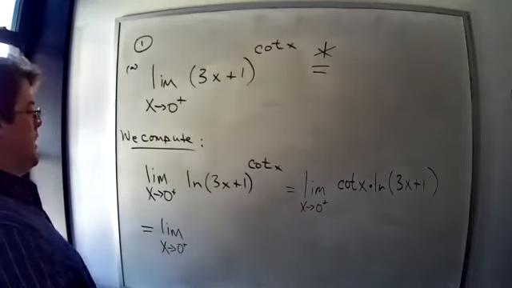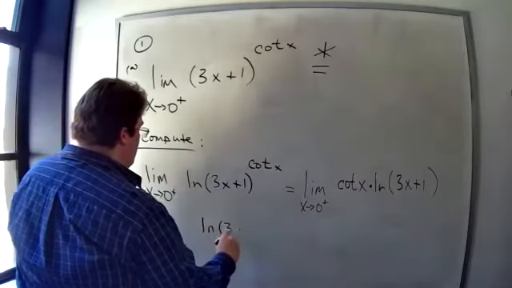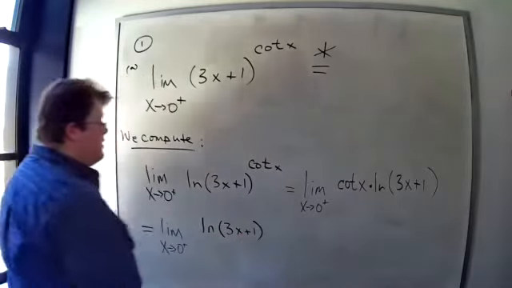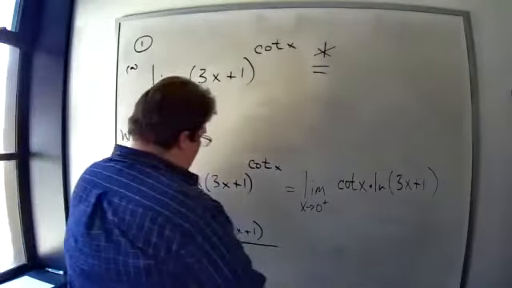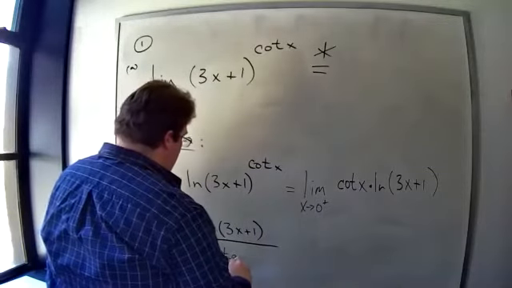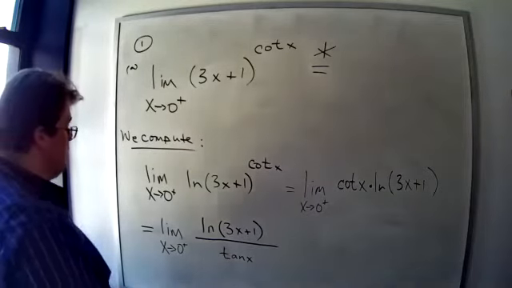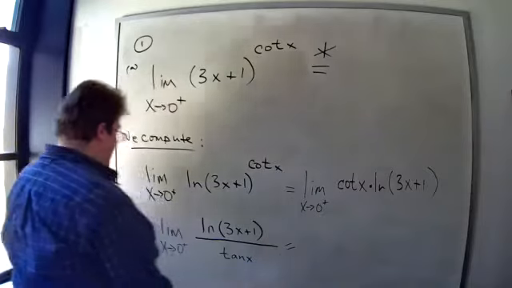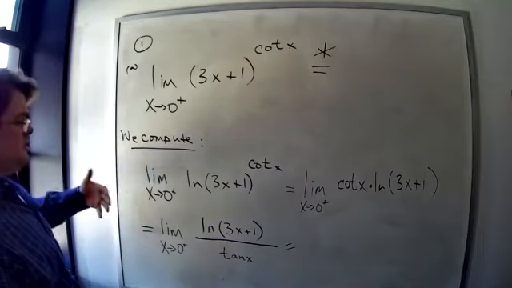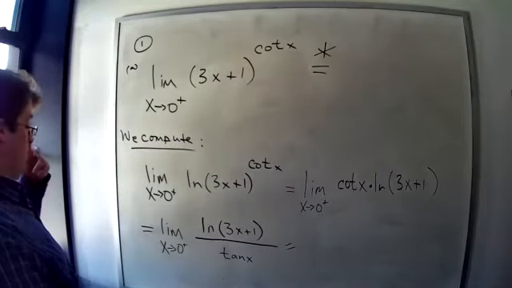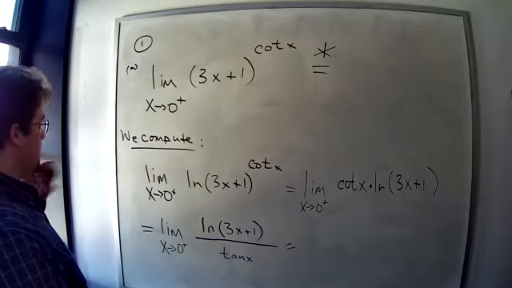So remember, L'Hopital's rule applies to limits of certain quotients. So I'm going to leave the logarithm in the numerator and put cotangent in the denominator. So we would have 1 over cotangent. But remember, 1 over cotangent is the same as tangent. Any questions about rewriting this in this fractional form? Maybe I won't have room for this.